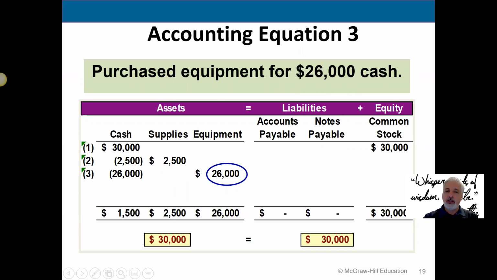Now, there was another supplies purchase. But one thing I want to mention here on number 3, we spent $26,000 on equipment. How much in expenses have we had so far? Do we have any revenues? Nope. Do we have any expenses? Nope. We're going to depreciate equipment. Depreciating equipment means we're going to take that $26,000 and allocate it. Maybe it's going to last 13 years. That's $2,000 a year. We're going to move that $2,000 a year off our balance sheet, reduce our asset values, and move it over to expenses, and reduce retained earnings so our assets and equity stay in balance.